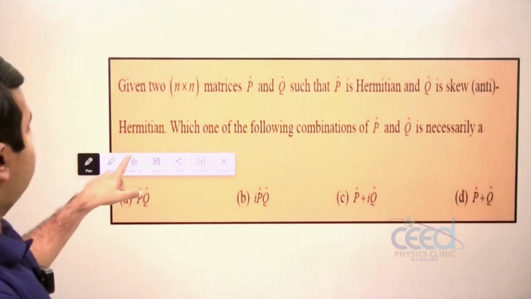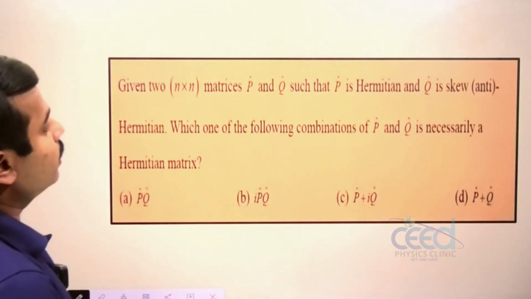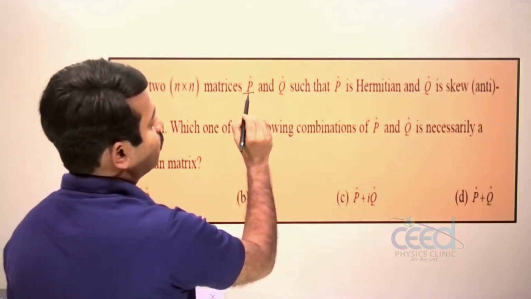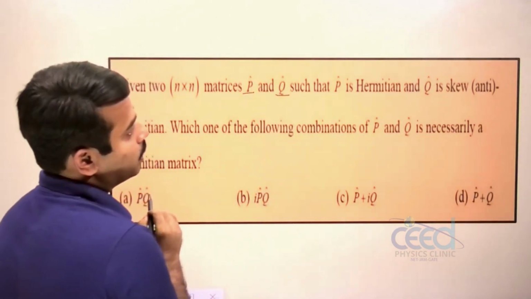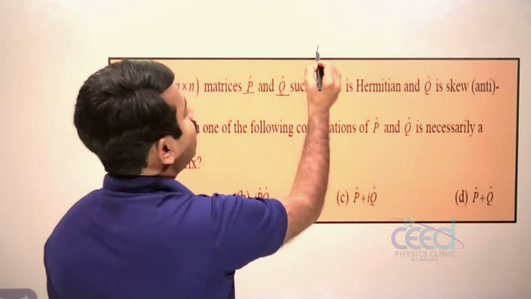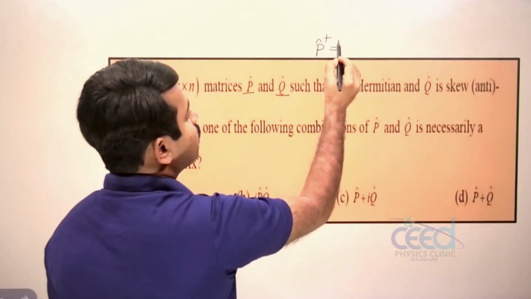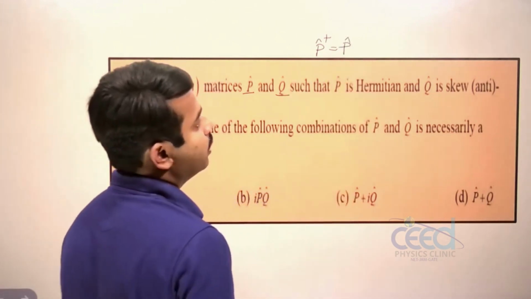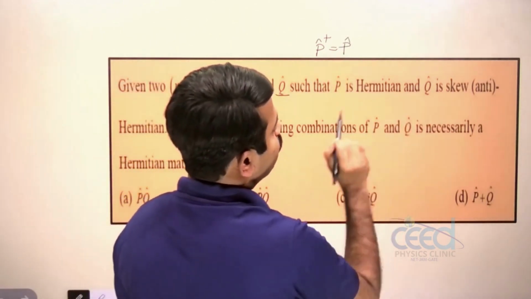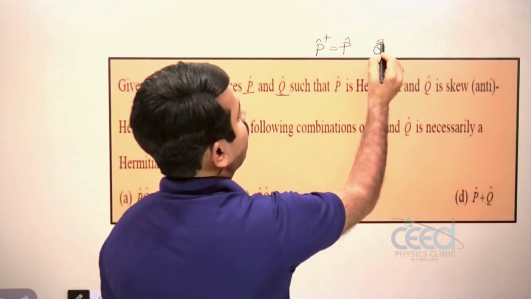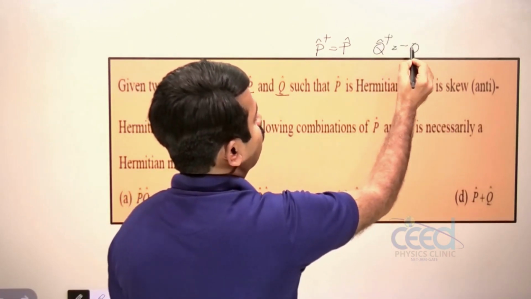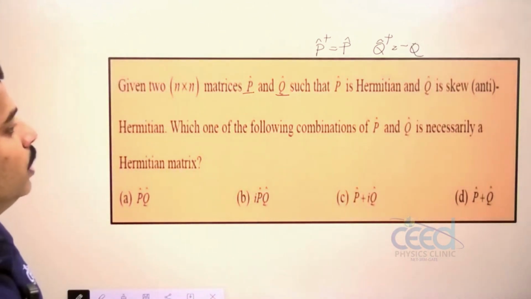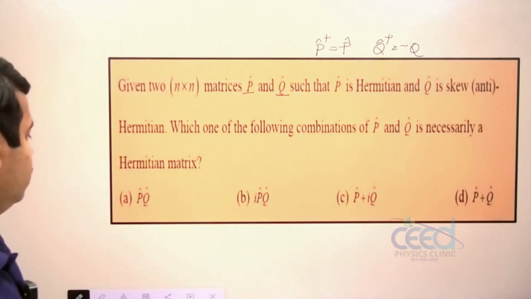A matrix P cap and Q cap, right? This matrix is P cap and this matrix is Q cap, such that P cap dagger is equal to P cap, that is Hermitian. And Q cap is skew Hermitian, that is Q cap dagger is equal to minus Q. That is given in the question. Which one of the following combinations is necessarily a Hermitian matrix?